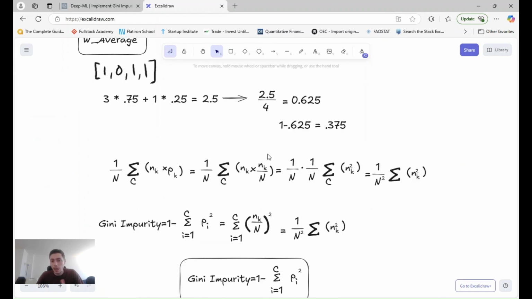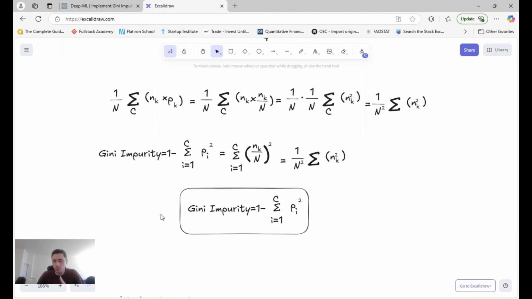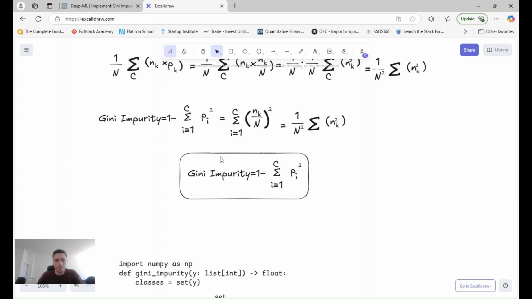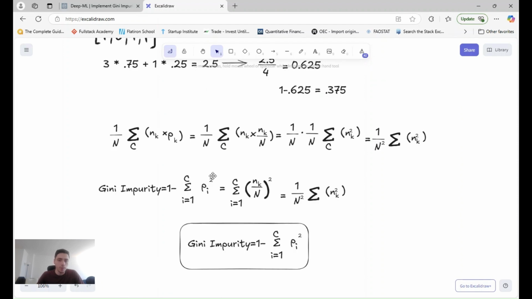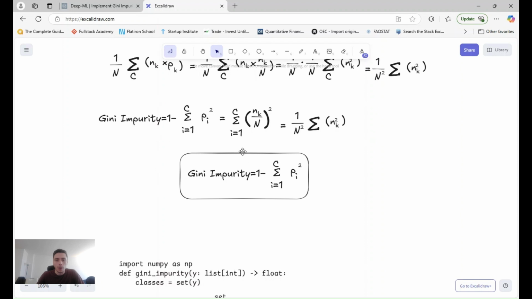I'm not going to walk through the proof, but it actually ends up being that the weighted average is equivalent to the Gini impurity. The Gini impurity is just a weighted average of the classes, and 1 minus that. I'm going to put the notes in the description below. You could work through the proof yourself if you'd like. I think it's relatively interesting, easy and fun, but it ends up being the same exact thing.